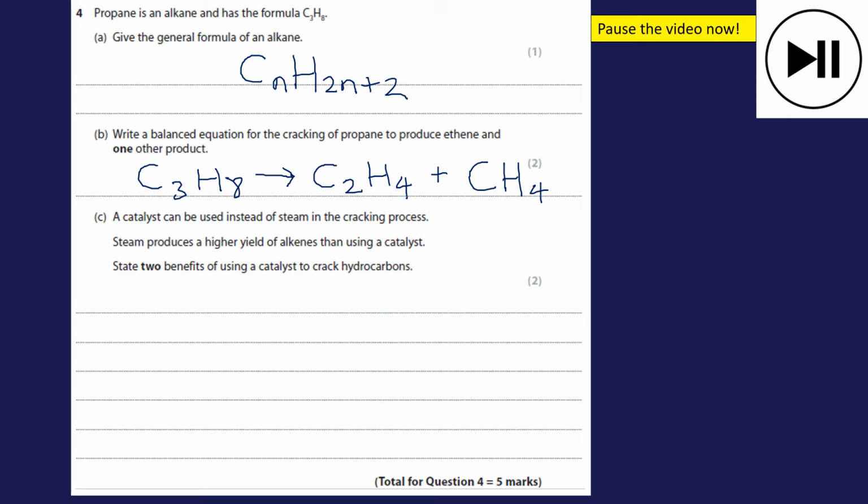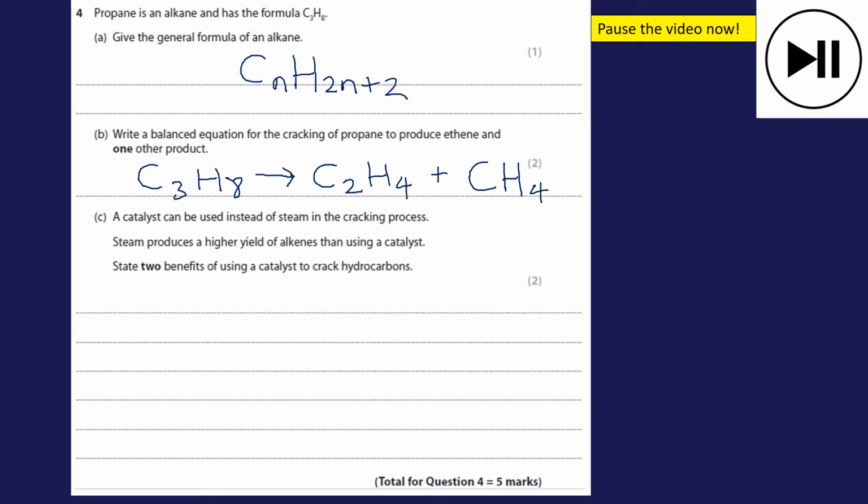A catalyst can be used instead of steam in the cracking process. Steam provides a higher yield of alkenes than using a catalyst. Suggest 2 benefits of using a catalyst to crack hydrocarbons. So this question really, it's not so much about cracking, it's asking us to explain the benefits of catalysts. So catalysts, they speed up reactions. They allow reactions to take place at lower temperatures, which reduces the need for heat and reduces running costs.